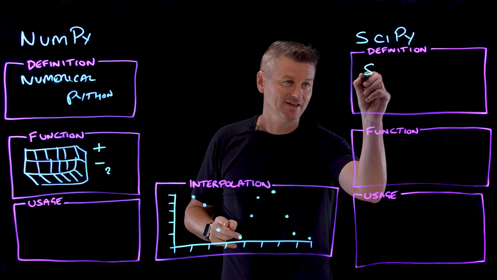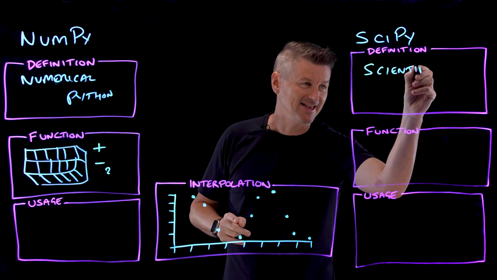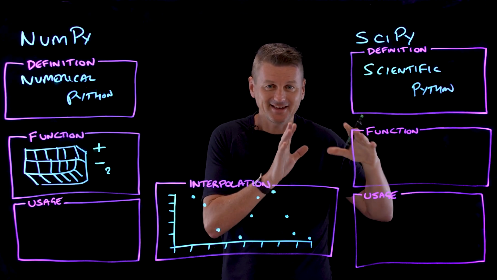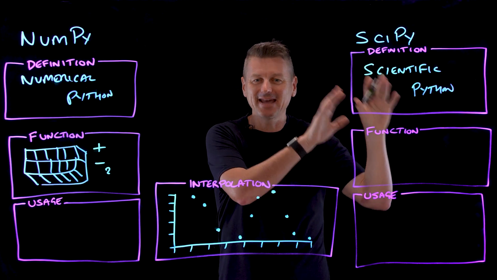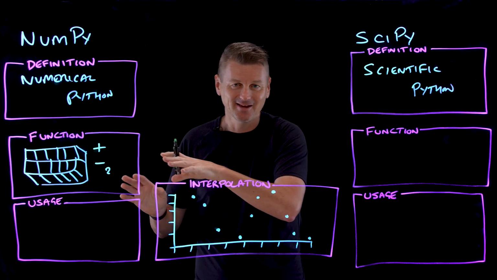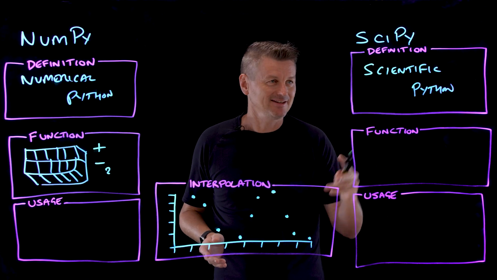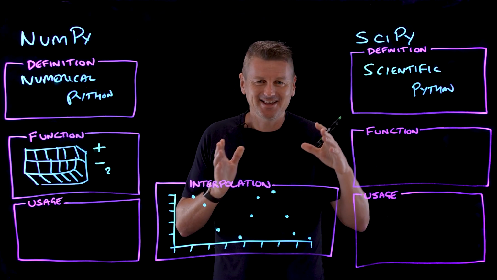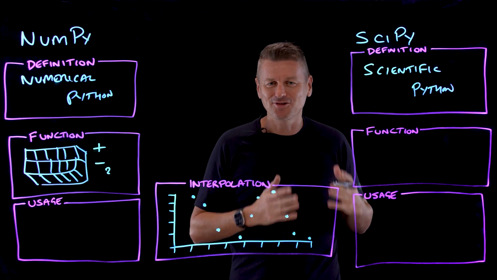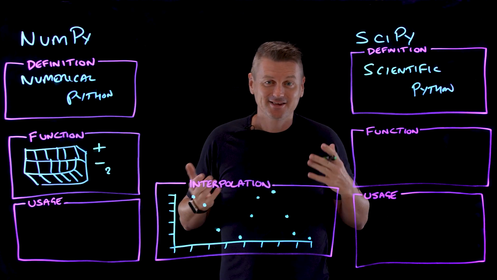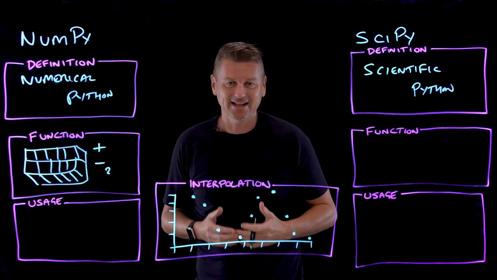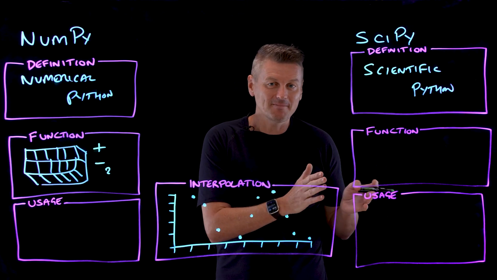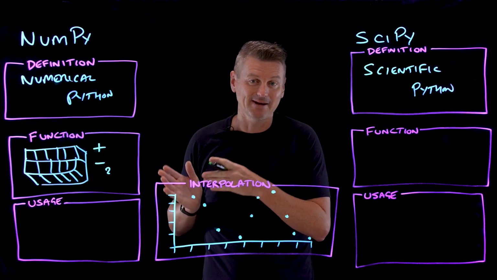SciPy, that stands for scientific Python. And it's not as if it's a competing library to NumPy, which is just as well, given that it clearly has a better name, SciPy. You see, SciPy is actually built on top of NumPy. SciPy leverages NumPy arrays and extends its capabilities. Now, what does this mean in practice? Well, it means that SciPy can do everything that NumPy can do and more.